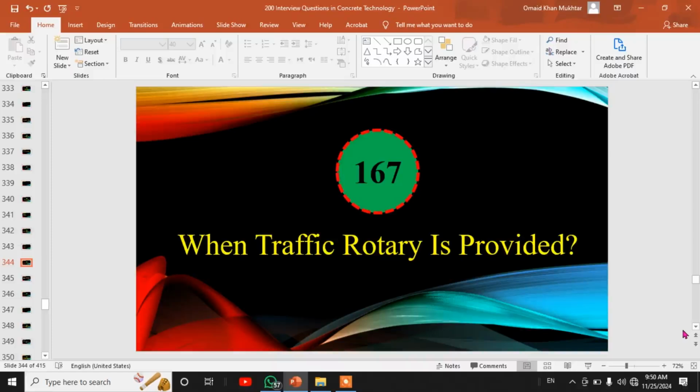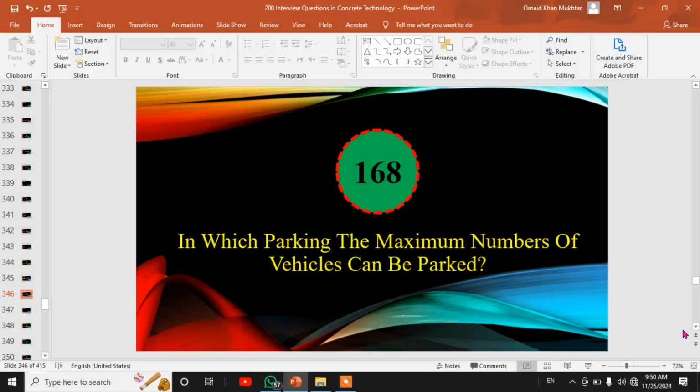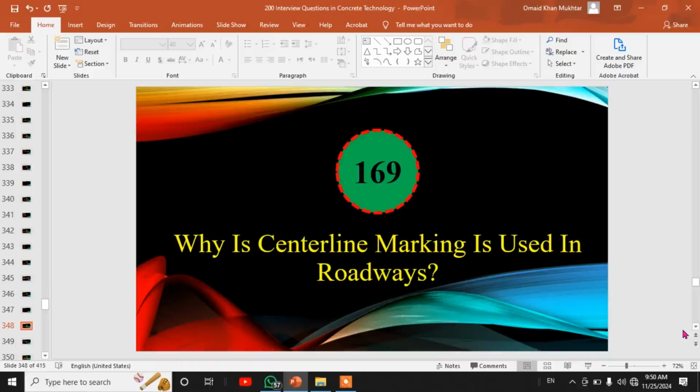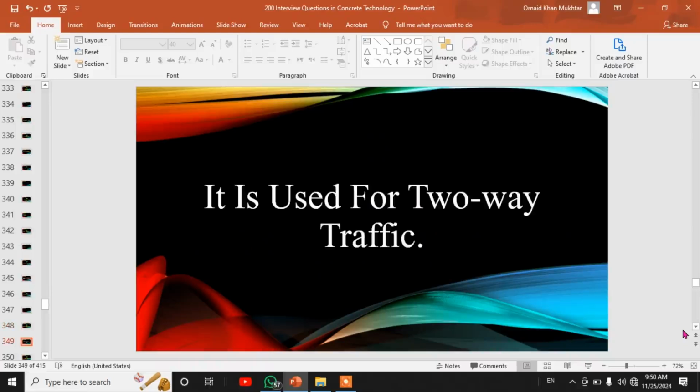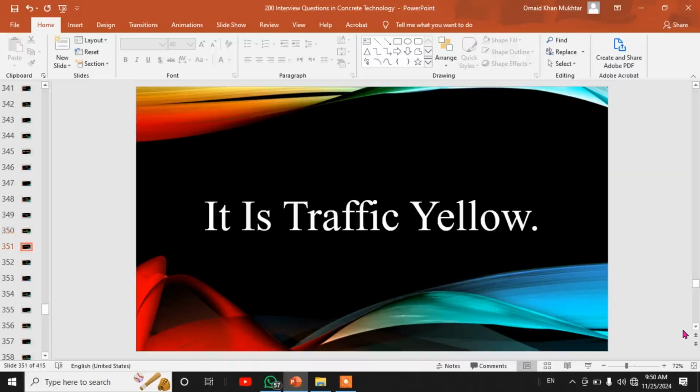167. When is traffic rotary provided? It is used when the number of intersecting routes is between 4 to 7. 168. In which parking the maximum numbers of vehicles can be parked? In 90-degree angle parking we can park maximum number of vehicles. 169. Why is a central line marking used in roadways? It is used for two-way traffic. 170. What is the background color of the informatory signboard? It is traffic yellow.